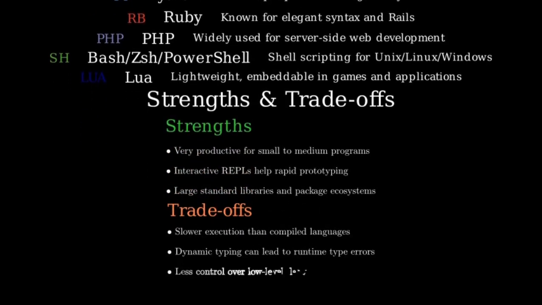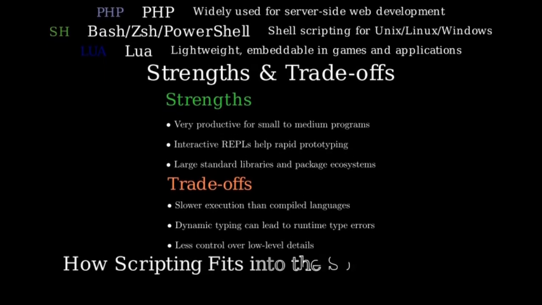However, there are trade-offs. Scripting languages tend to have slower execution than compiled languages like C, C++, or Java. Their dynamic typing can lead to runtime type errors that might have been caught at compile time in other languages. And they provide less control over low-level details such as memory management and hardware interactions.